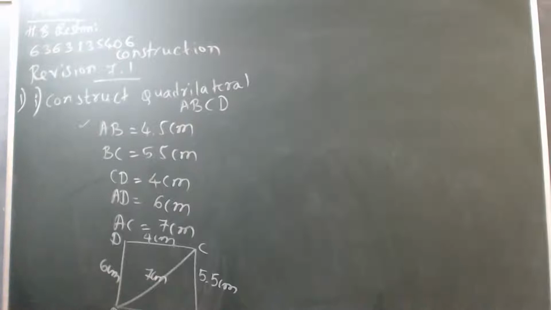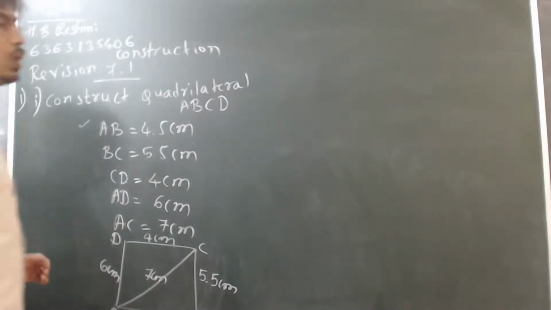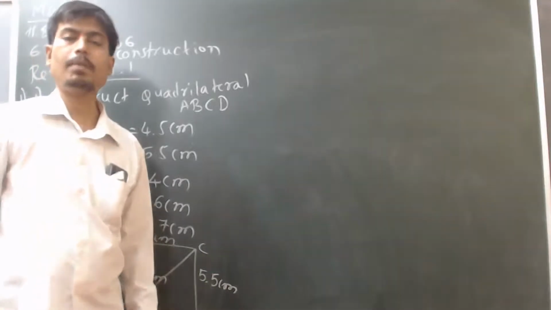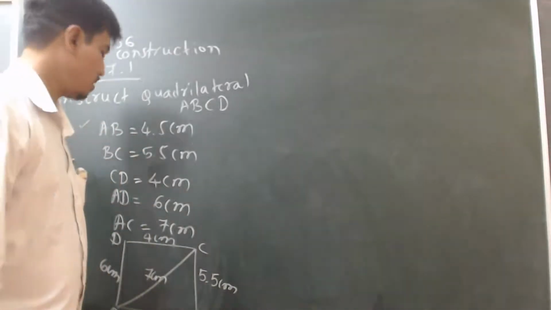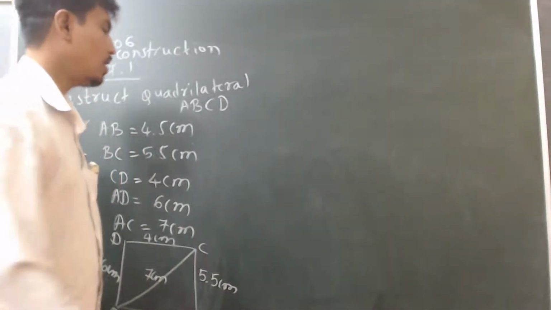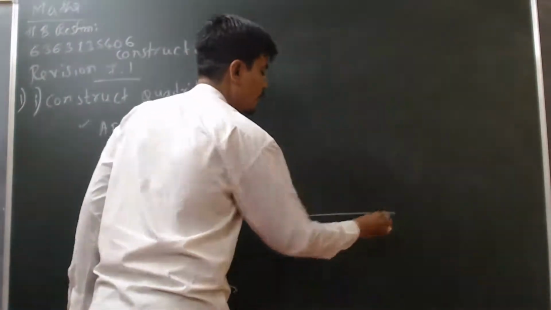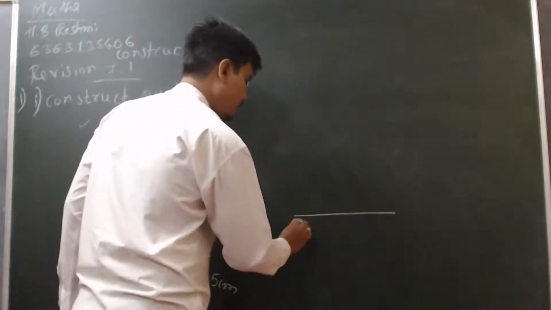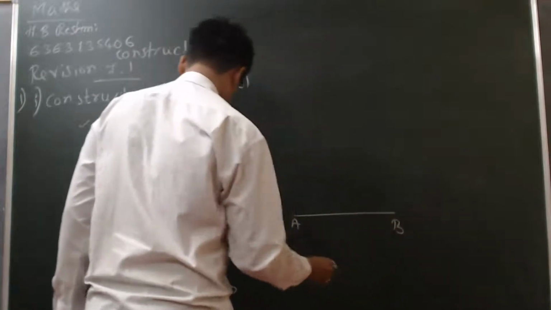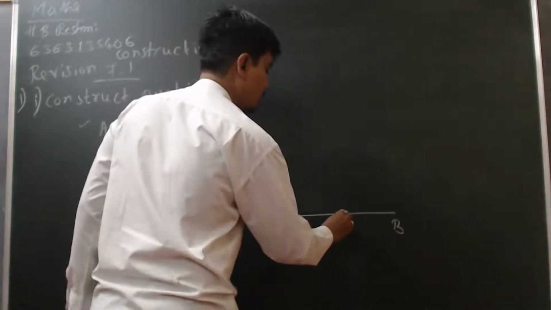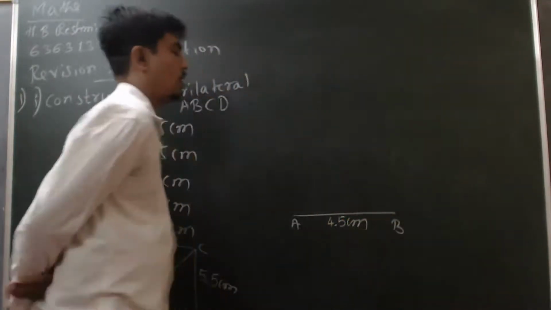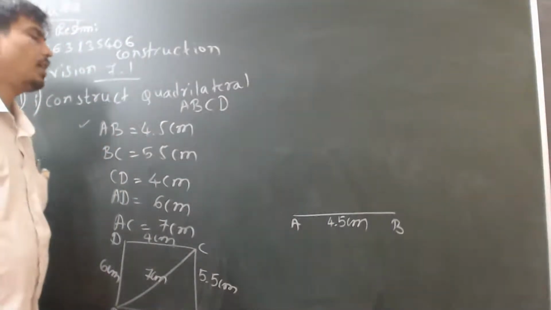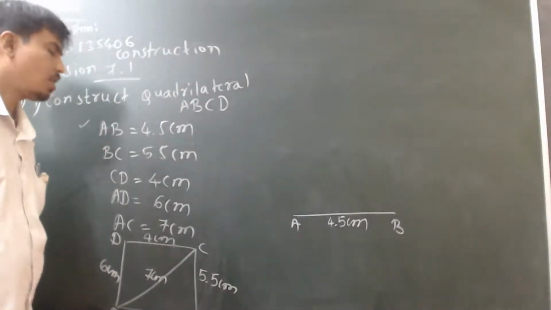So this is the information given for your construction, and we have to use ruler, scale, compass, and pencil. Lead pencil is comfortable. So first I should use the scale, and I have to draw AB. How many centimeter? AB 4.5 centimeter. So with the help of scale and pencil, first you have to draw the rough diagram.